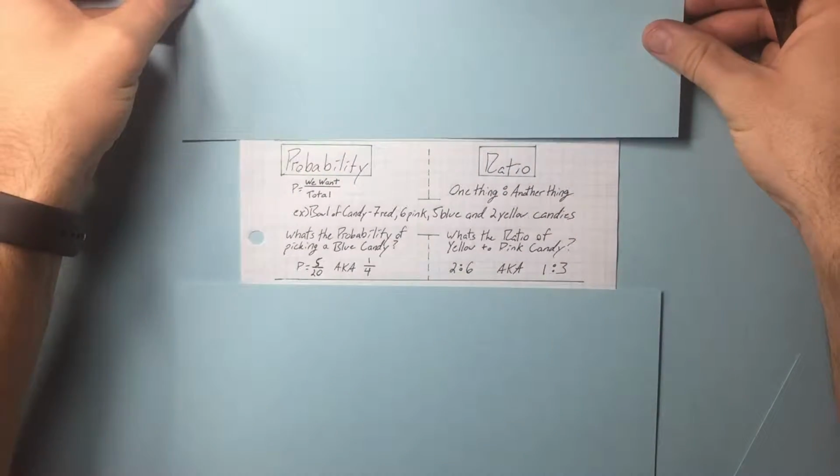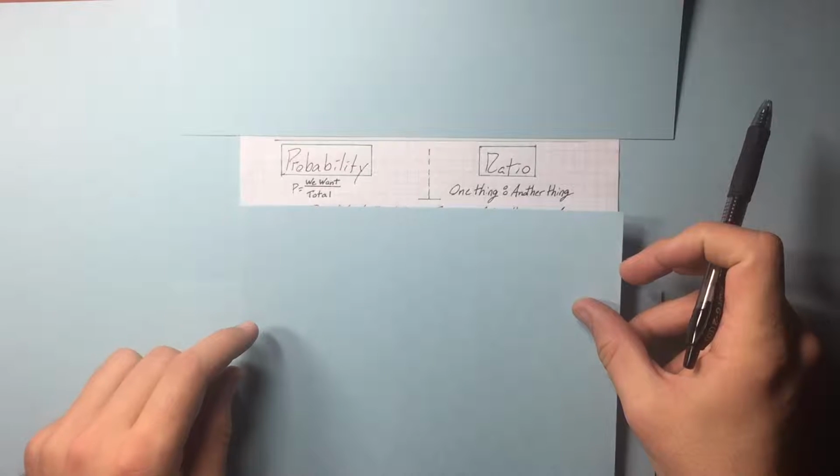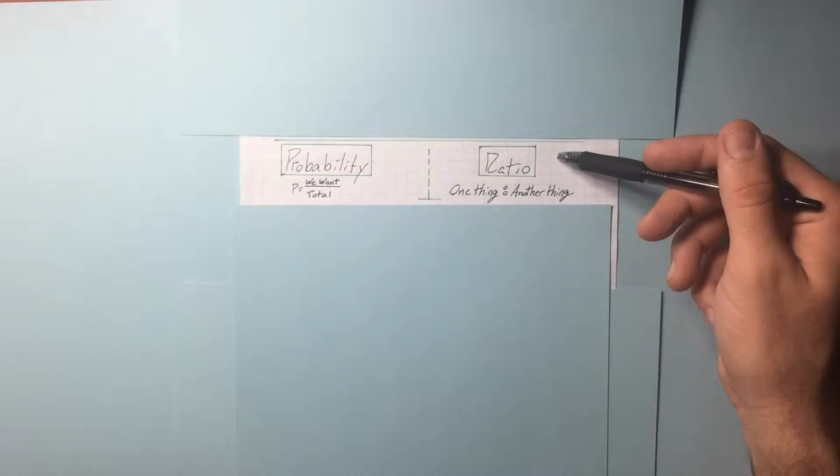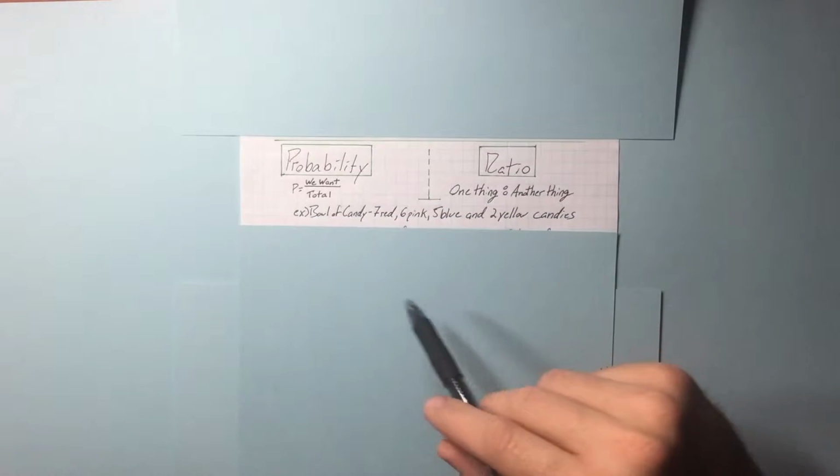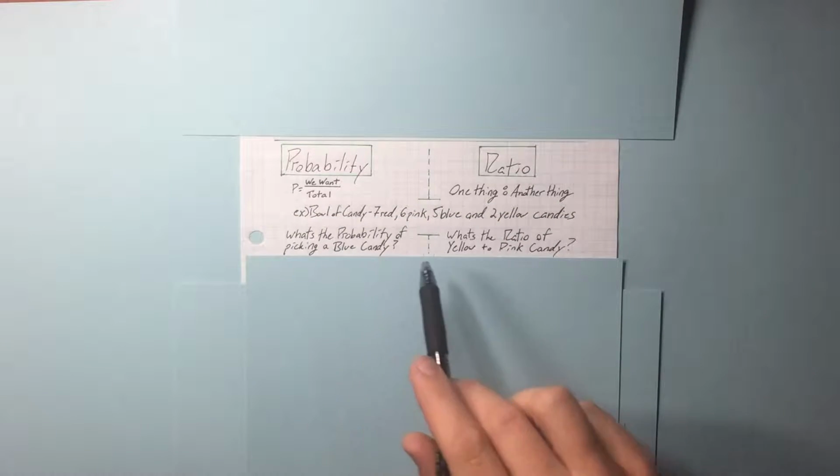Let's talk probability and ratio. Probability is what we want over the total amount of things, whereas ratio is one thing compared directly to another thing. Let's look at an example. So what's the probability of picking a blue candy and what's the ratio of yellow to pink candy?